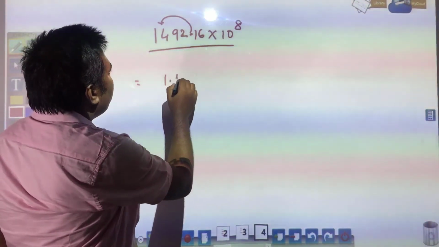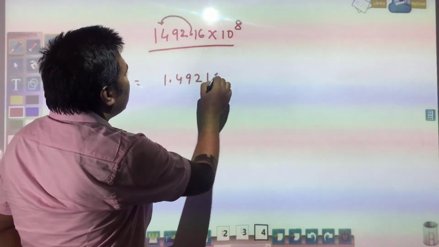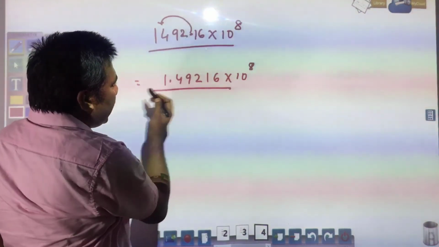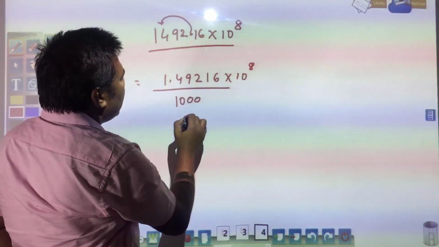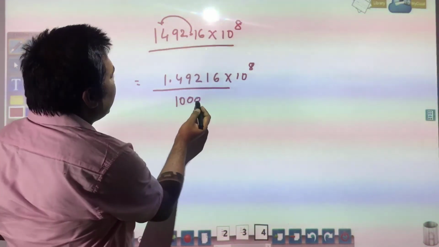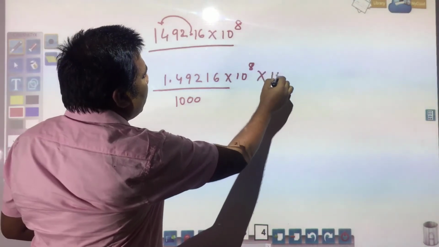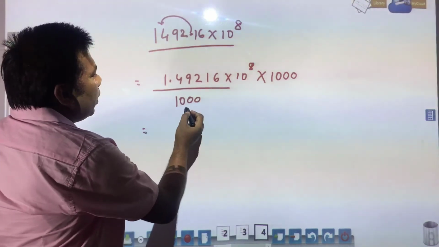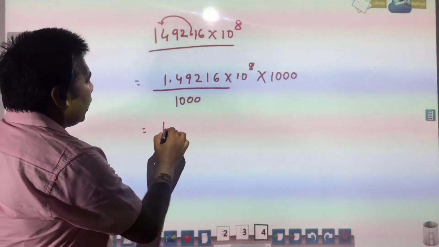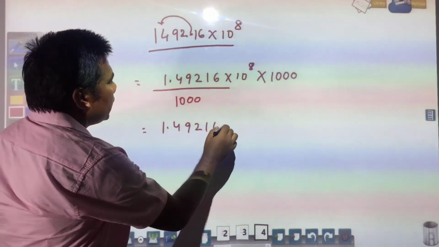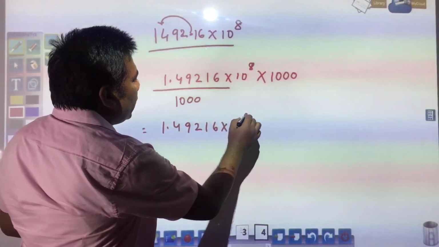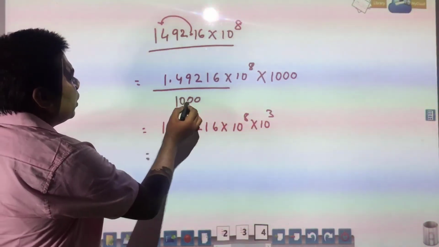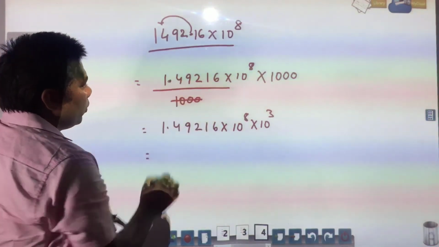So, 1.49216 into 10 to the power 8 divided by, here you see 3 places you came this side, this number will be divided by 3 zeros, and so this number also should be written over here in multiplication. Now, what is to be done? 1.49216 into 10 to the power 8 into 10 to the power 3 should be written, and this you cancel, so that the decimal will come over here.